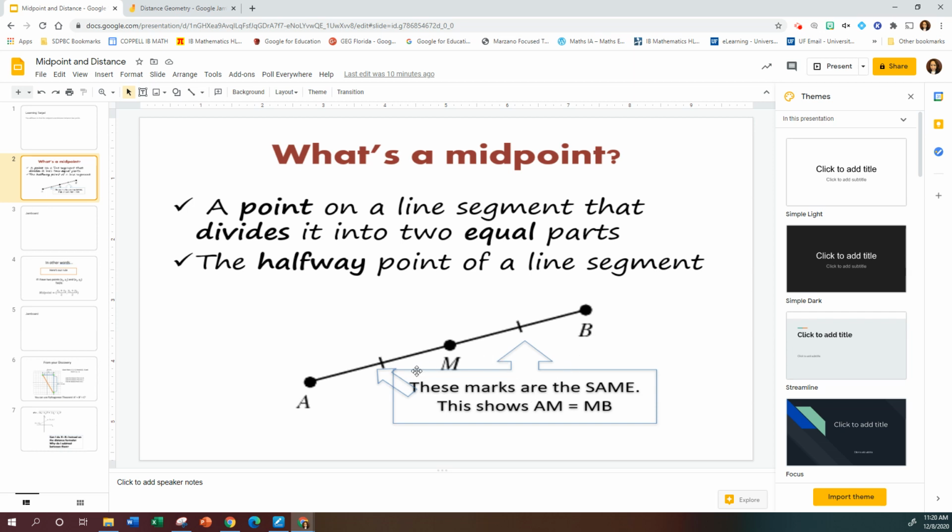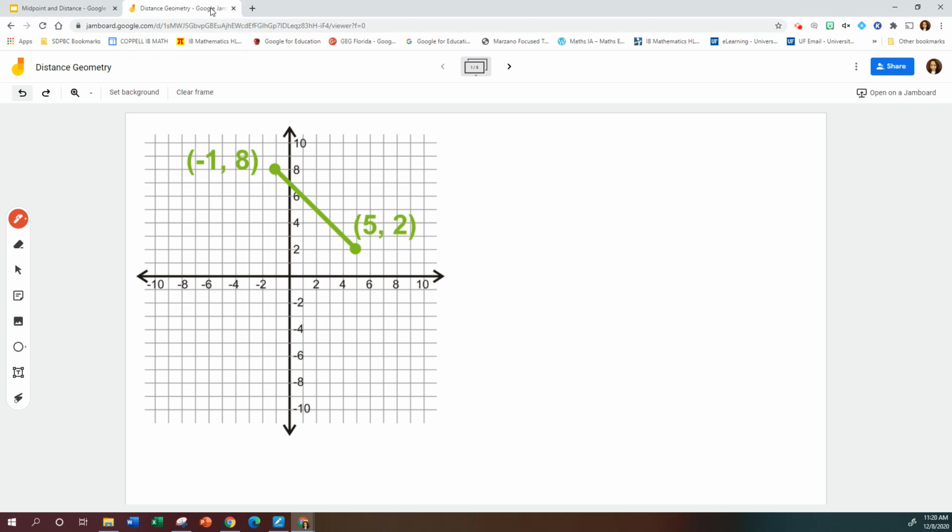And the reason why I know this is because this mark and this mark right here show me that AM and MB are equal to each other, or congruent to each other, meaning that they're the same length, the same distance, so M is a midpoint. Okay, so please don't laugh at me with how horrible this is going to be, but I'm trying this new writing technology here, so here we go.